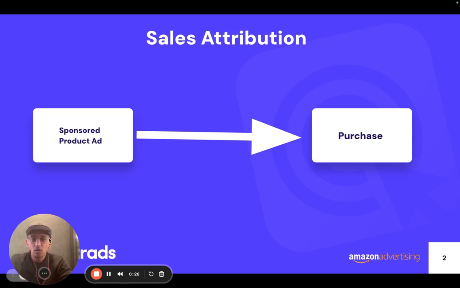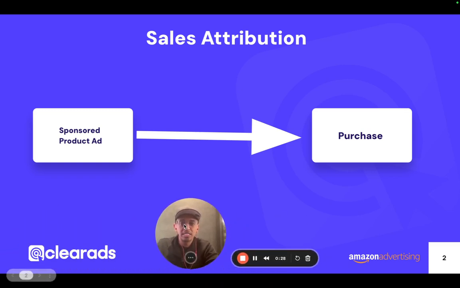So, the one thing to understand about Amazon's attribution window is there's 7 days with sponsored ads. So from the moment a click is made for a paid ad, a sale could be attributed to that click 7 days after that initial click has been made.